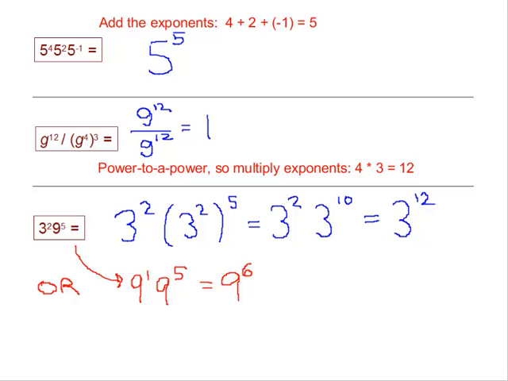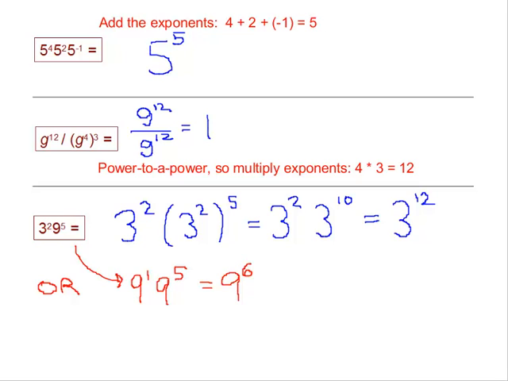We're also set up with the same base in the second problem. G is present there. But in the denominator, you've got a power to a power. Combine those by multiplying. So then you have g to the 12 over g to the 12. Same on top and bottom. That means that fraction is equal to 1.